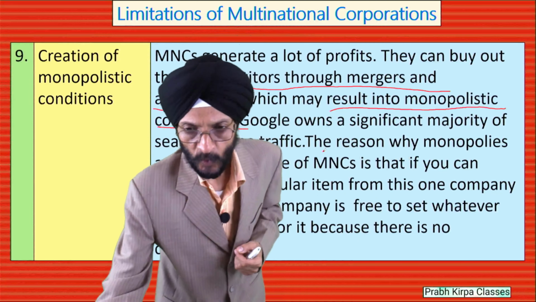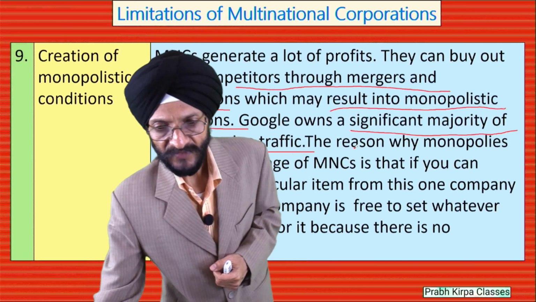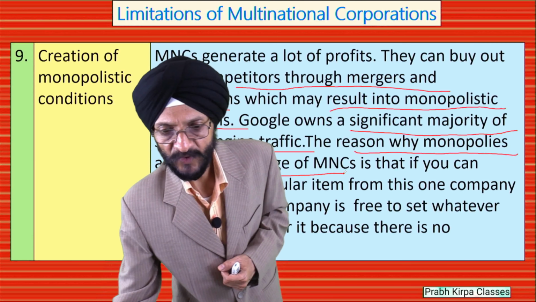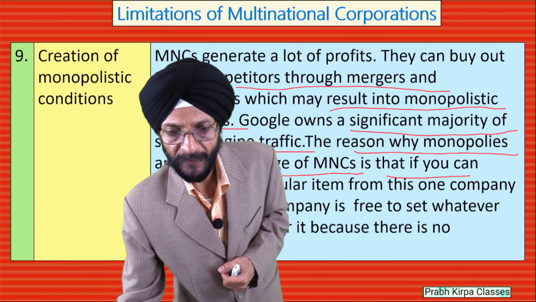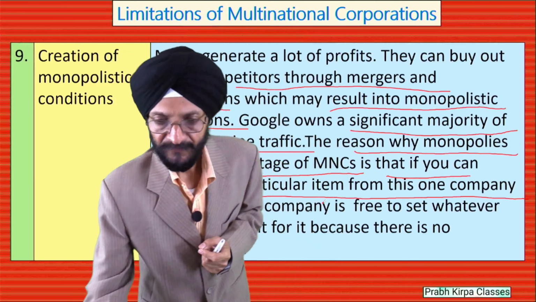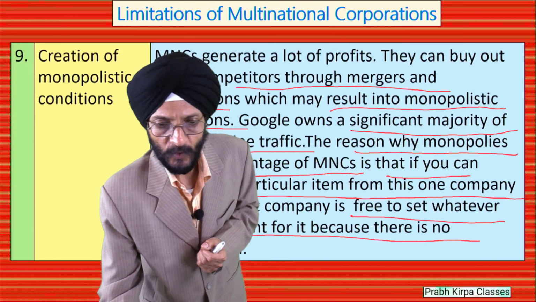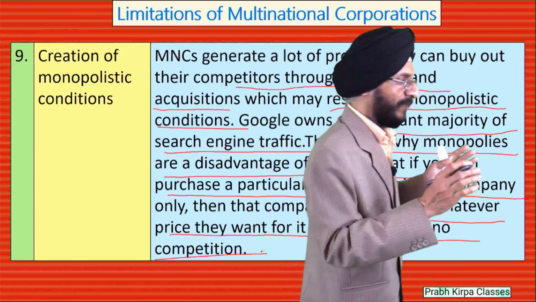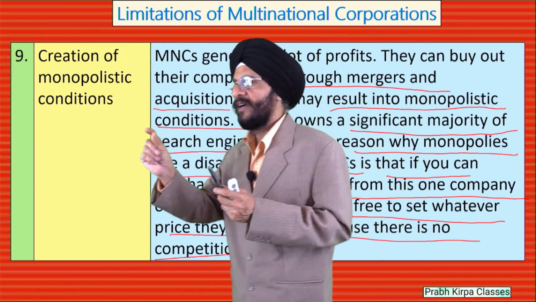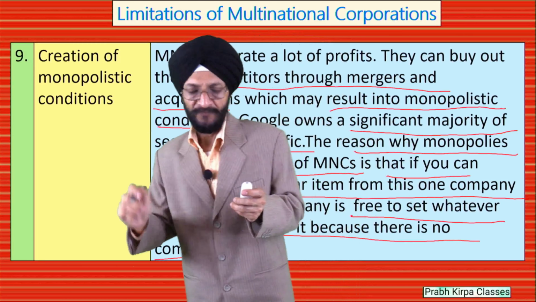Google, for example, owns a significant majority of the search engine traffic. The reason why monopolies are a disadvantage of MNCs is that if you can purchase a particular item from one MNC only, then that MNC is free to set whatever price they want for its product because there is no competition. It means that if in your country a particular type of product is being manufactured by a particular MNC only, you have no choice but to buy that product from that MNC only. It results into the creation of monopolistic condition for the MNC.